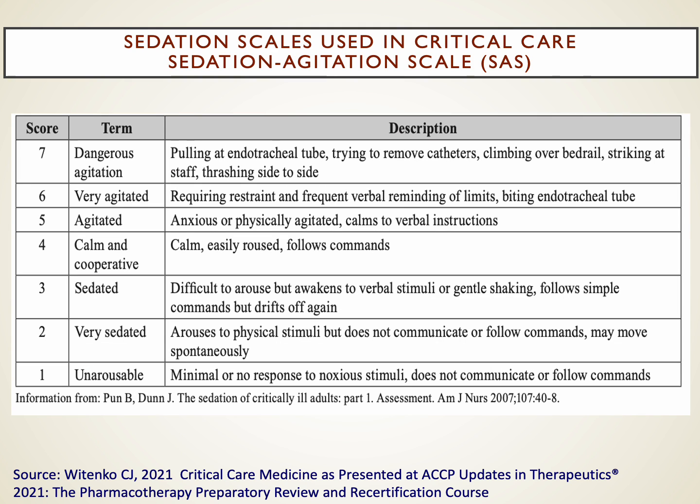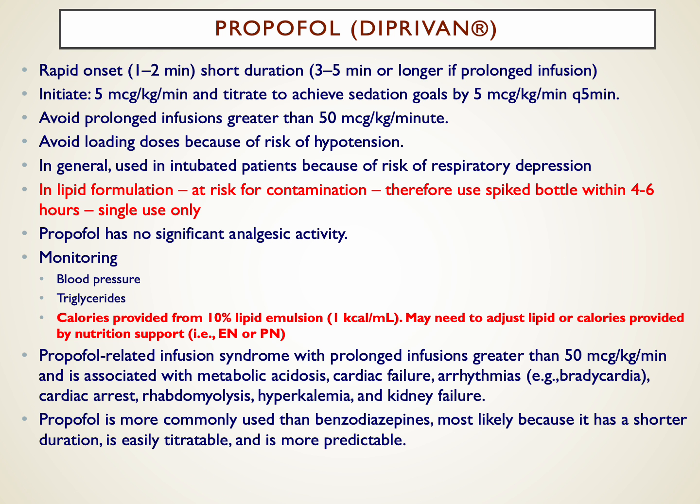Another scale that's sometimes used is the SAS scale. I don't see this used as often in practice as the RAS score we noted earlier, but this is another similar scale that could be used. All right, let's talk about some of the agents in a little more depth. Let's talk first about propofol.